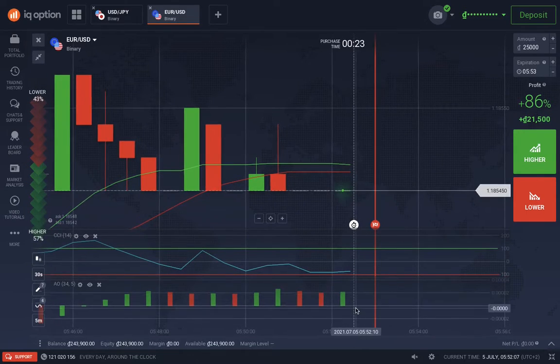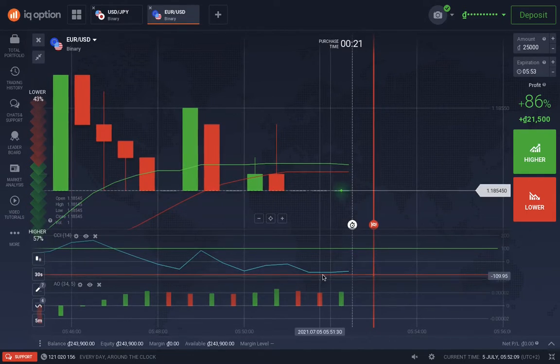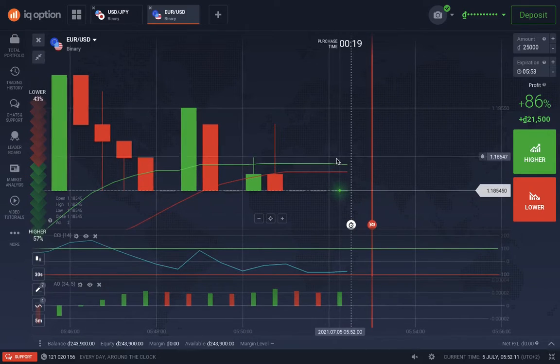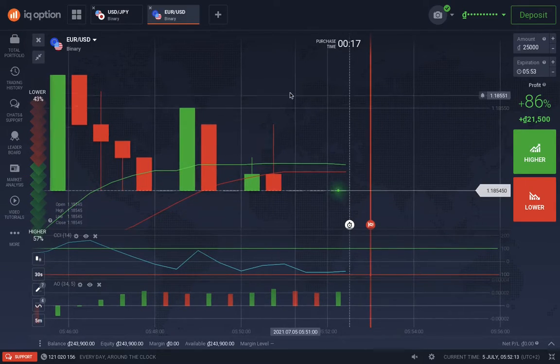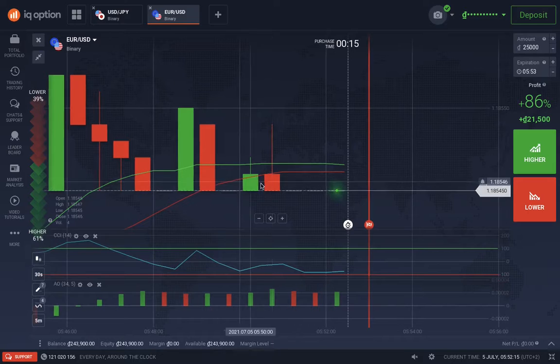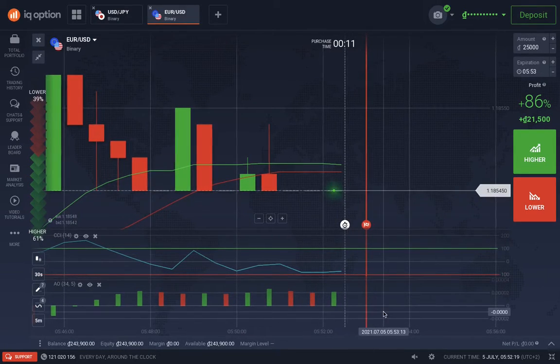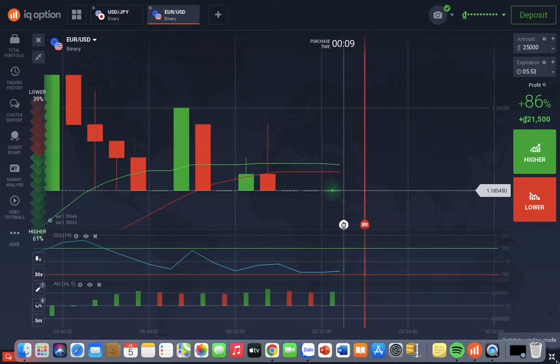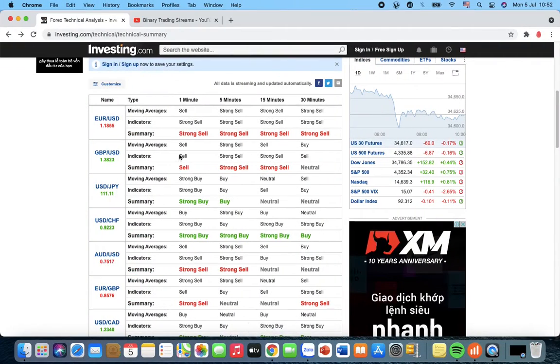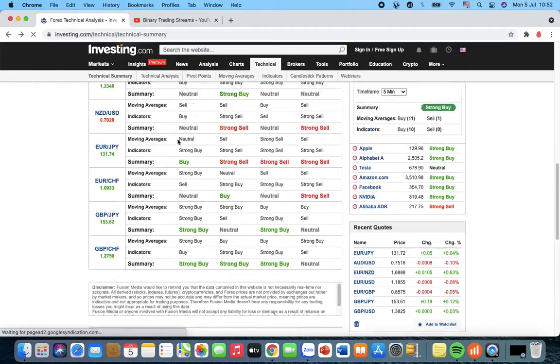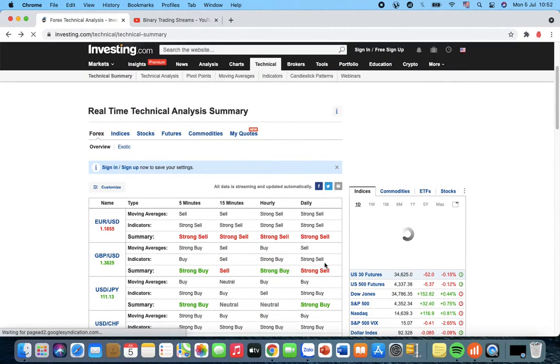And then we're gonna wait for this to happen. So we're waiting for this to cross, because this has crossed. It's below the rate, which is great. It's telling us we're going for a sell. And investing.com says strong sell, still saying strong sell, which is great. Let me refresh it for you guys. It says strong sell. Good.